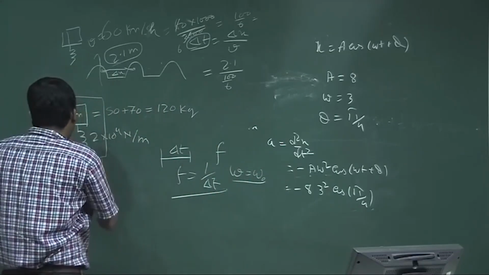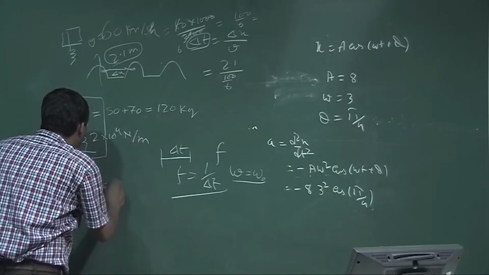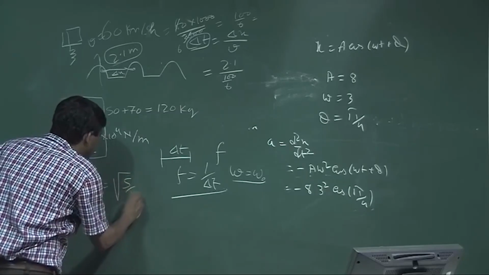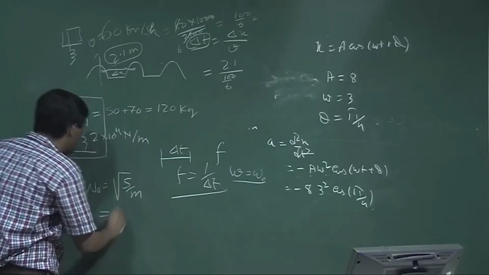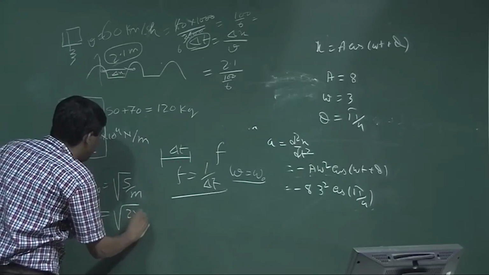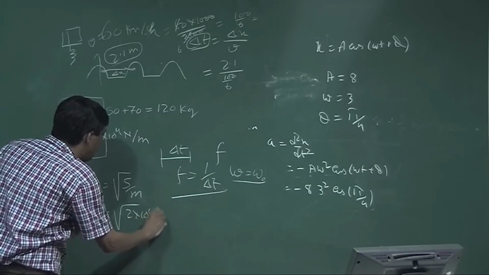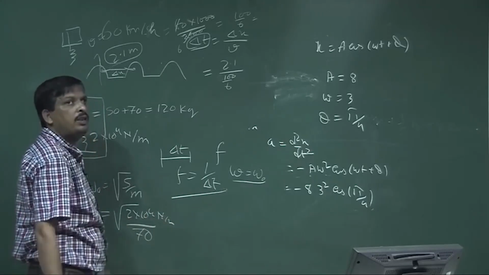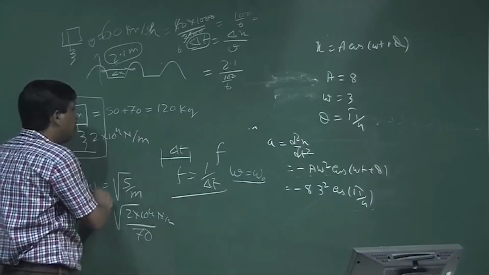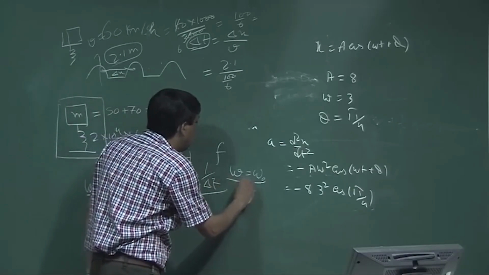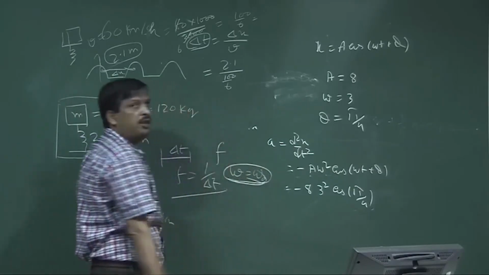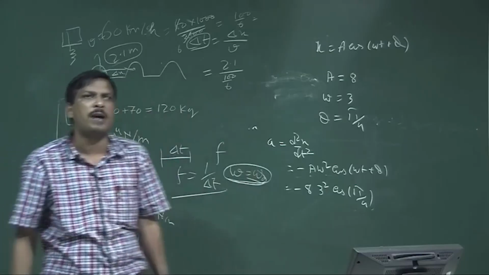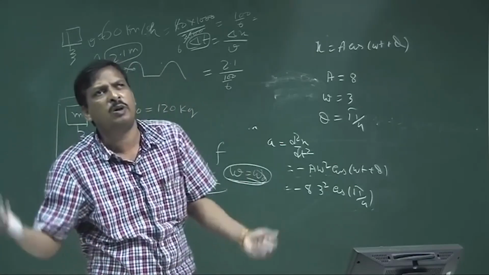So, what is omega 0? Omega 0 is nothing but root over of S by m. So, what is the spring constant? You know the spring constant, 2 into 10 to the power 4 Newton per meter, divided by total m equal to 70. So, you get the omega 0. Now, you have to see whether omega is close to omega 0 or not. If it is close to omega 0, the accident will happen. If it is not, the accident will not happen.